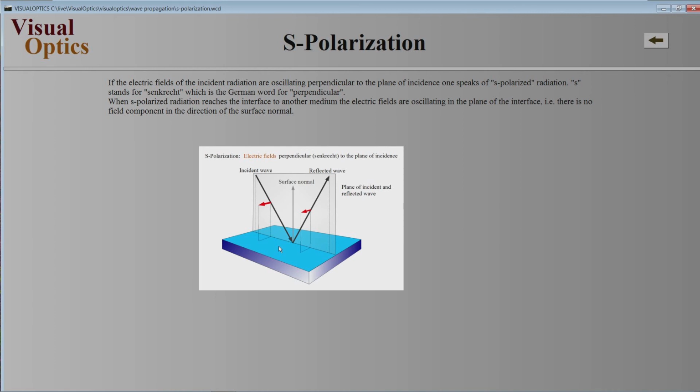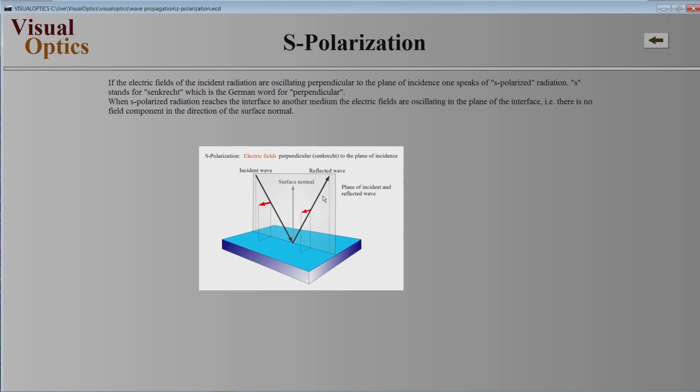The S stands for a German word called senkrecht, that means perpendicular, and so S polarized means the electric field is perpendicular to the plane of incidence here. In this case, you can compute the amount of reflected light and also the amount of transmitted light into the material by equations called Fresnel equations. Pretty much straightforward. It just depends on the difference of the refractive index values above and below the interface.